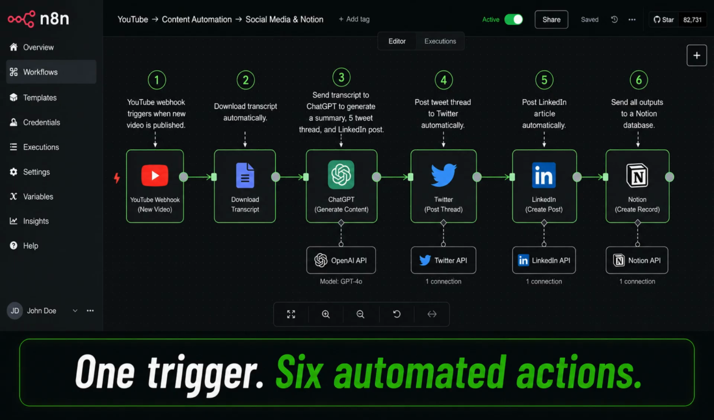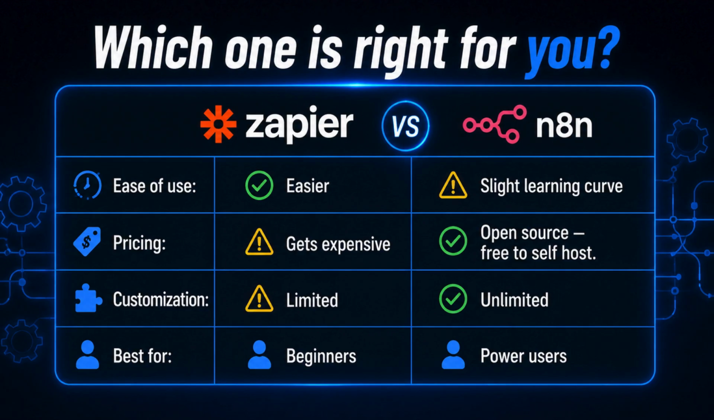Here is a workflow I built in N8N that would have cost a significant amount per month on Zapier. Every time I publish a new YouTube video, N8N triggers automatically. It downloads the transcript, sends it to ChatGPT, which generates a video summary, a 5-tweet thread, and a LinkedIn post, posts the tweet thread to Twitter automatically, posts the LinkedIn article automatically, and logs everything into a Notion database for my records. One trigger, 6 automated actions running every single time I publish without me doing anything after the initial setup.